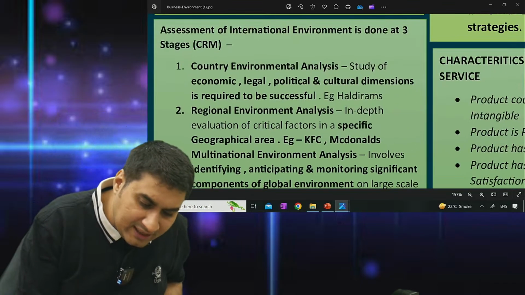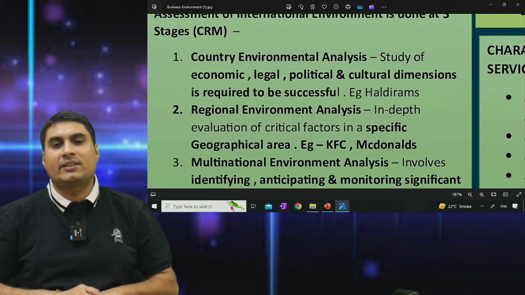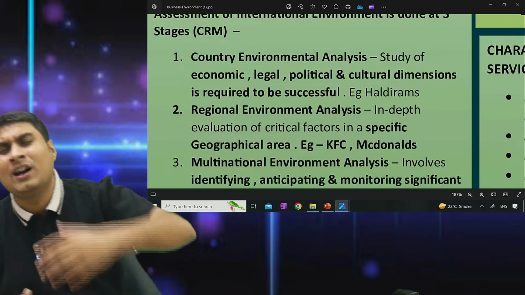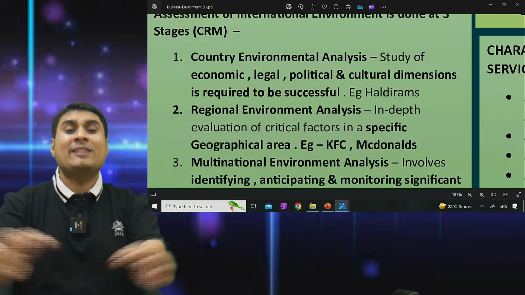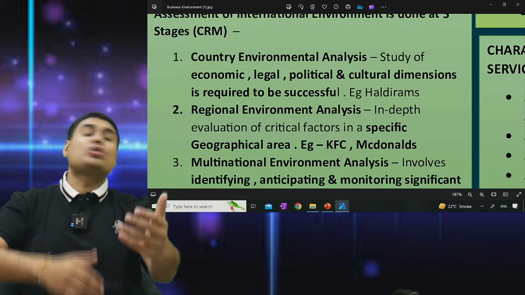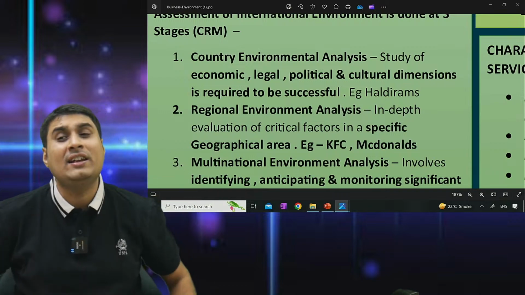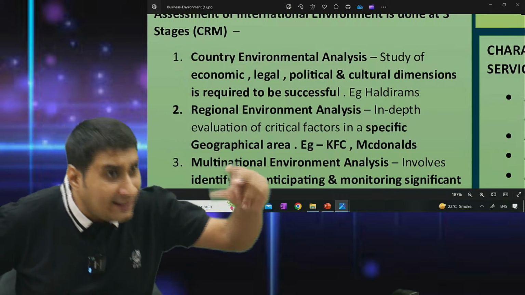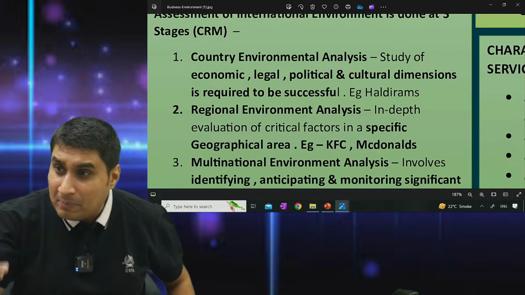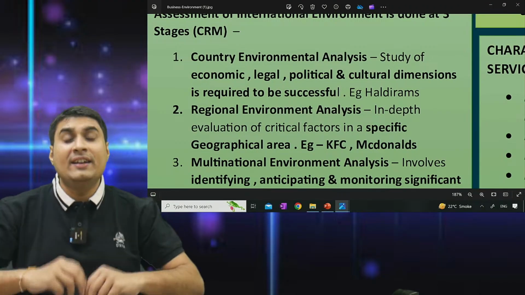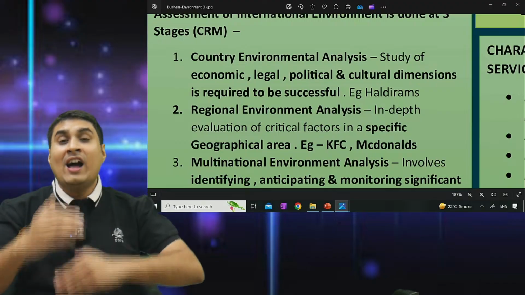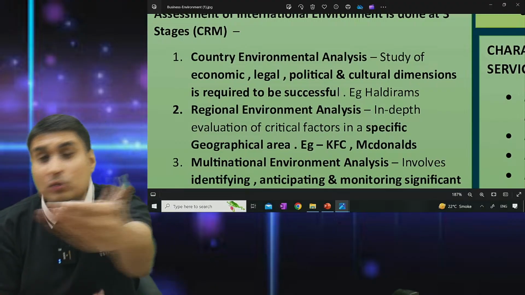After multinational, country environmental analysis. You need to study economic, legal, political, everything. PESTLE: political, economic, socio-cultural, technology of that country. What price phone we can bring here, what we can bring in India, our population of India, what things are special in India, how we can make our products according to Indianness.